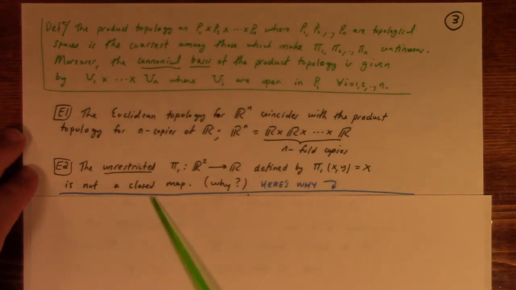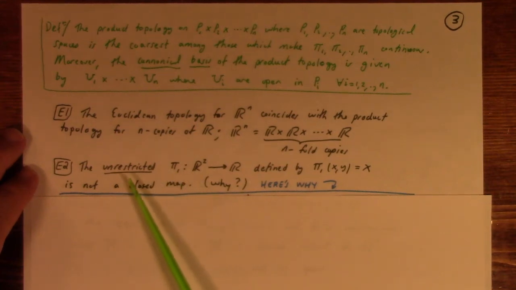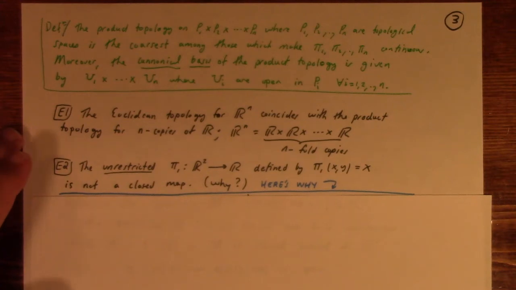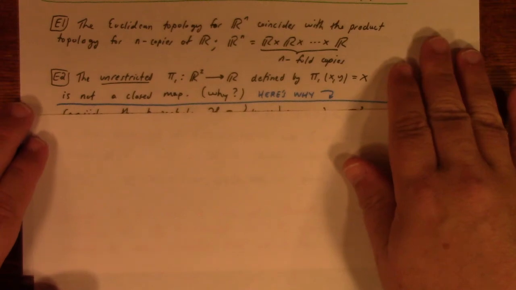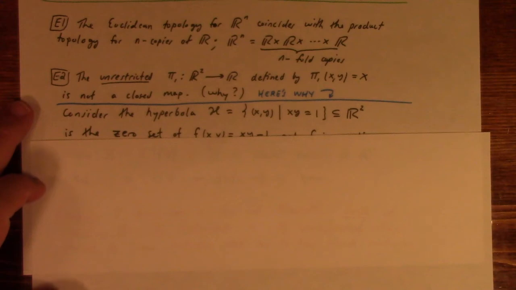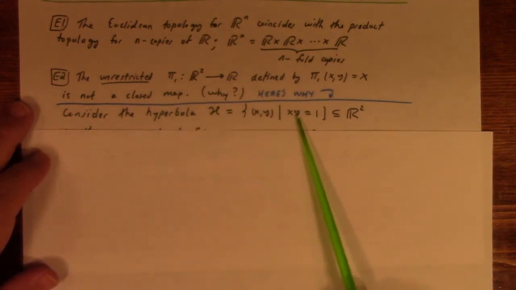And finally, last claim, which I think serves to drive home my complaint about using pi 1 for both maps here. The unrestricted pi 1 from R2 to R, defined, of course, as pi 1 of (x,y) equals x, is not a closed map. And I like this example that we're about to look at a lot. It's got a lot of the things we've built up in this course already and puts them together a little bit.